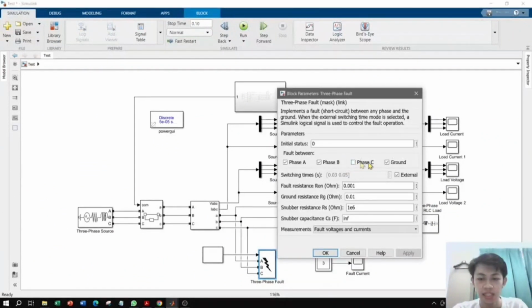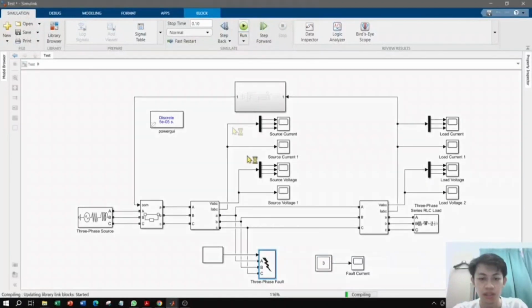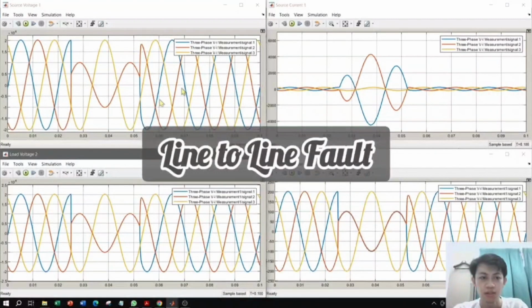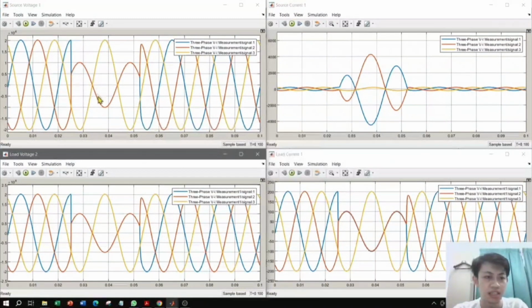For the third case, it is between only phase A and phase B to demonstrate the line-to-line fault. This is the result for the third case of line-to-line fault. As we can see, this is the source voltage after phase A and phase B directly contact. This is the source voltage, and this is the fault current. As we can see here, the magnitude of the current in the source of phase A and phase B is the same but in opposite directions, so they will cancel out each other.